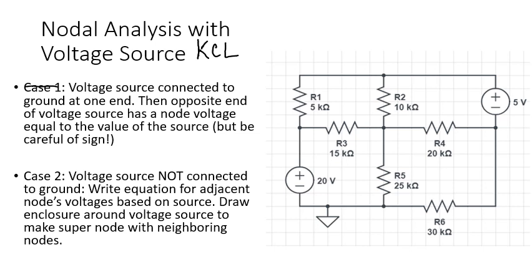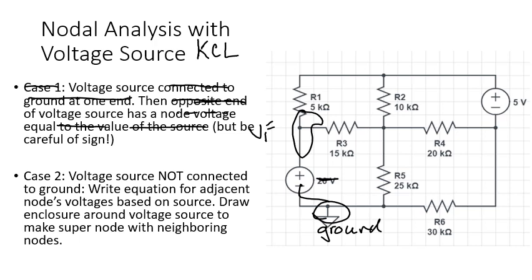Case number one is if a voltage source is connected to ground at one end. So for example, this 20 volt source here, one end of it is directly connected to ground. If so, that makes it pretty easy to still do nodal analysis. That just means that the opposite end of that voltage source has a node voltage equal to the value of the source, but again, being careful to sign. So here's my node here, and if I call that node V1, then what does V1 equal? Well, it's just ground plus 20 volts, so it's 0 plus 20, 20. I already know what it is. I don't even have to write it as a separate variable if I want. I can just leave it as 20 volts.